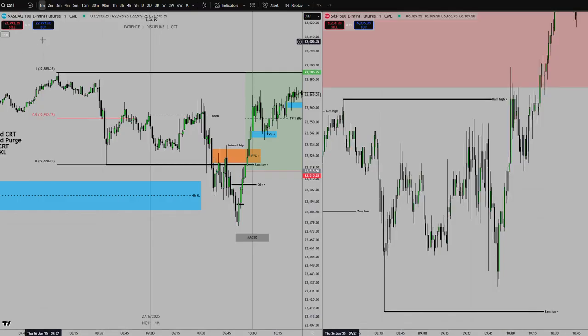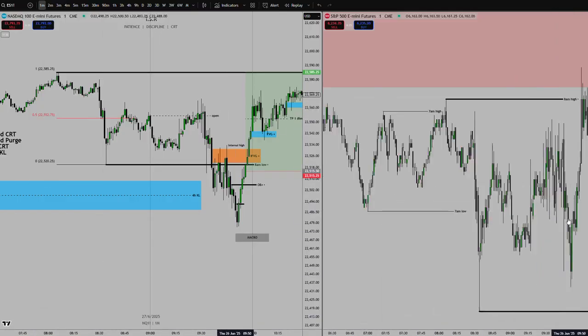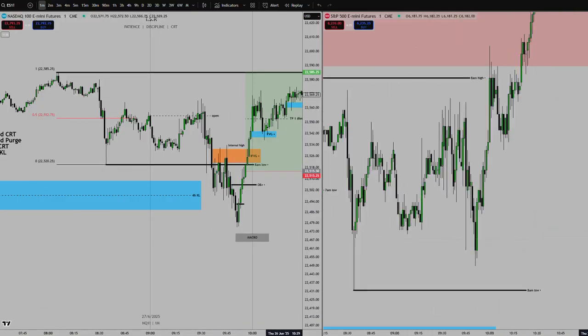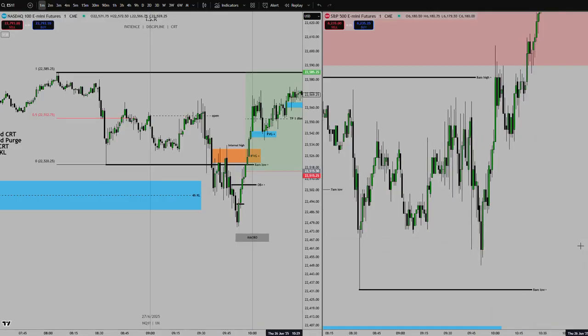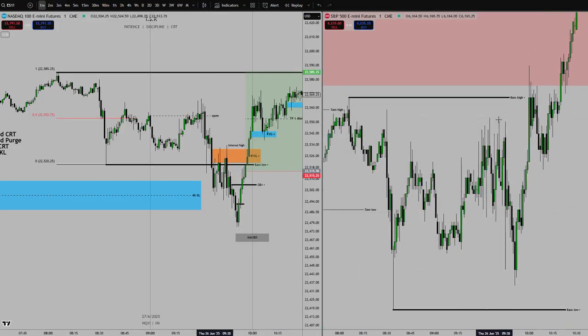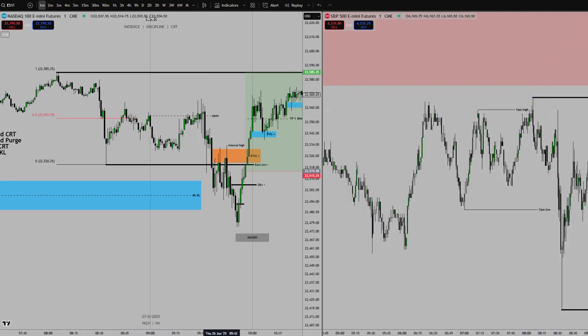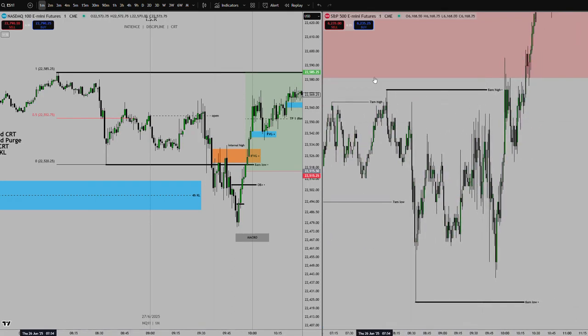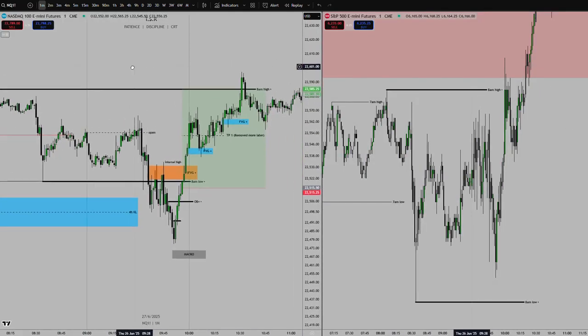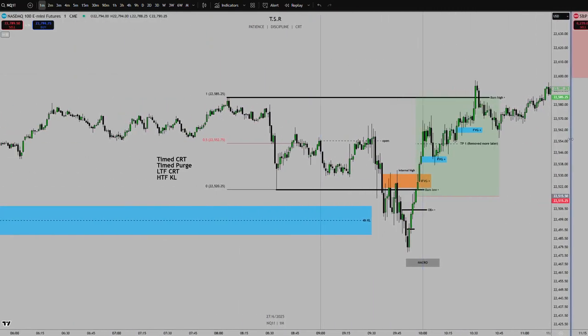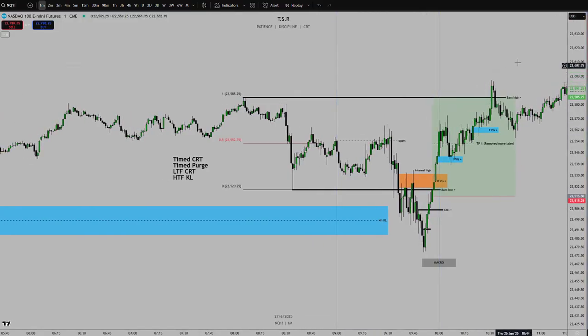Now, in terms of draws of liquidity, we see the SMT form here. We have this low being taken out. That's a turtle soup. Equal highs right here. Relative equal highs. Those are all draws of liquidity for ES of the macro. And you can see we hit. Cool. As for NQ, let's just zoom into NQ.